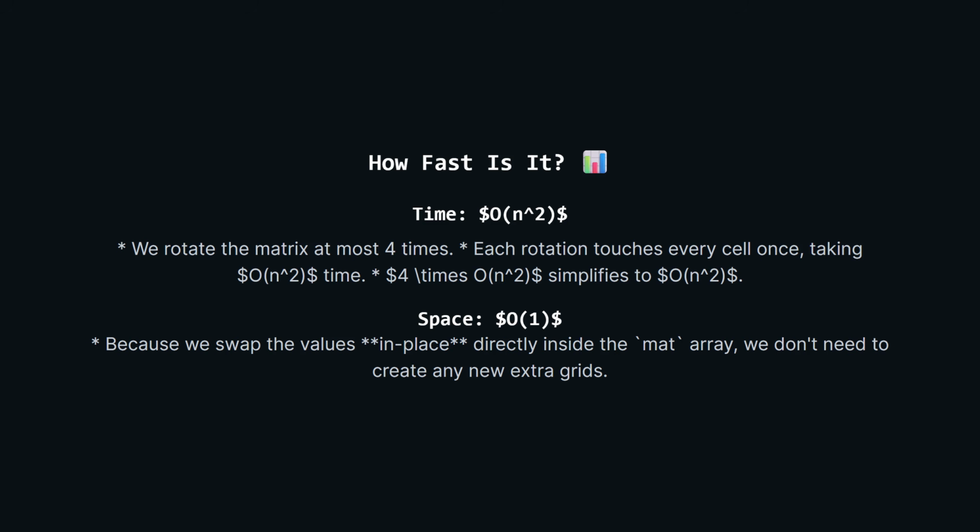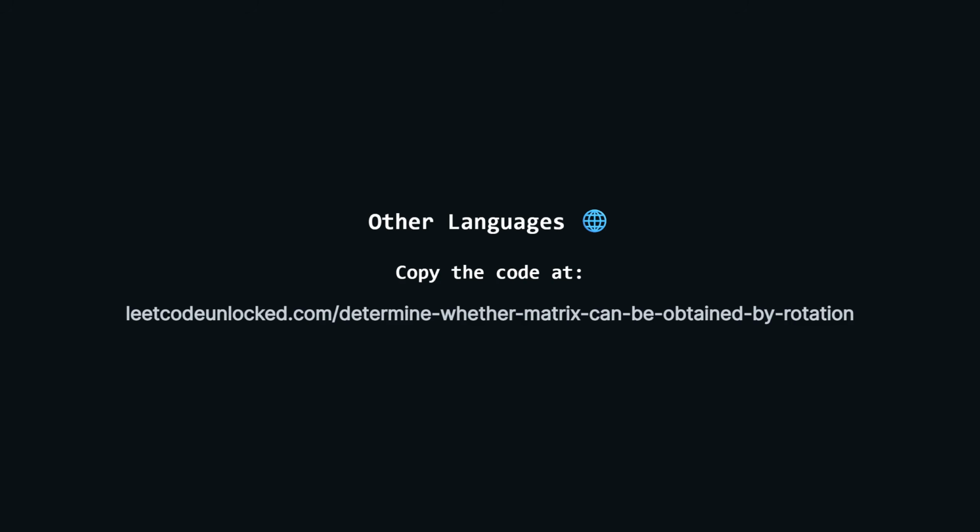For space complexity, it is extremely efficient. It's big O of 1. Because we do that clever 4-way swap in place, we don't need to allocate memory for a second copy of the grid. Alright, that covers the Python solution.